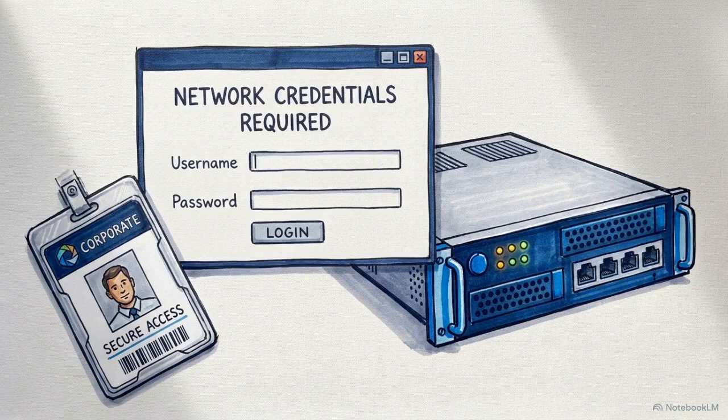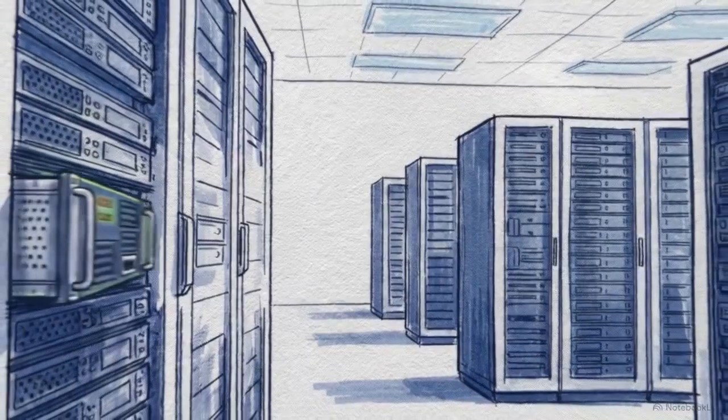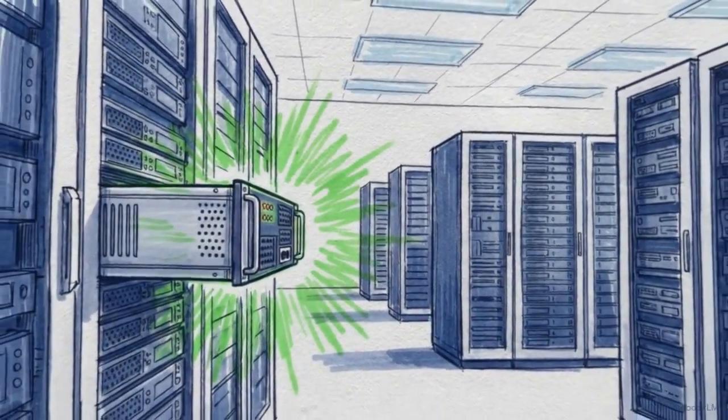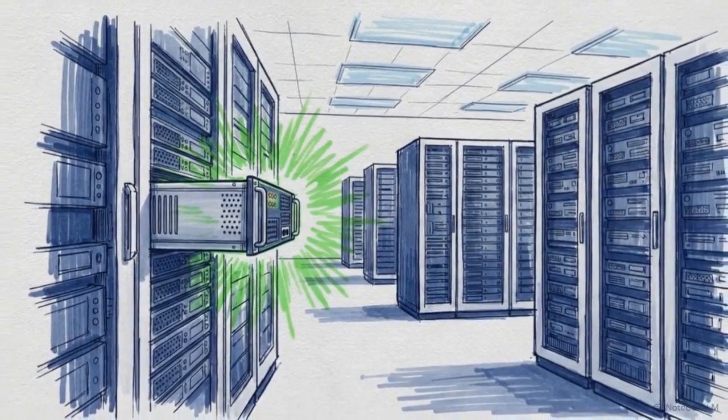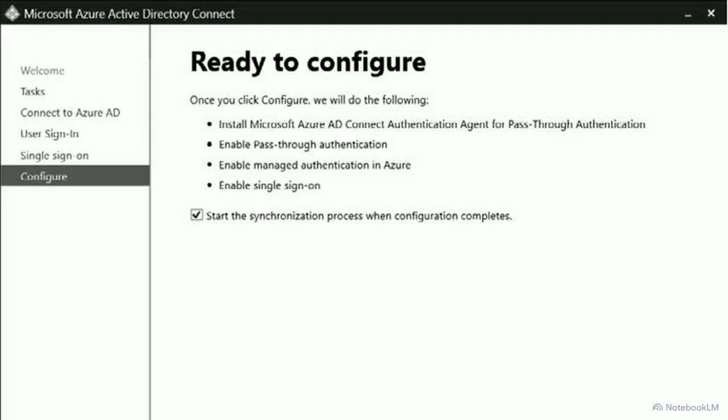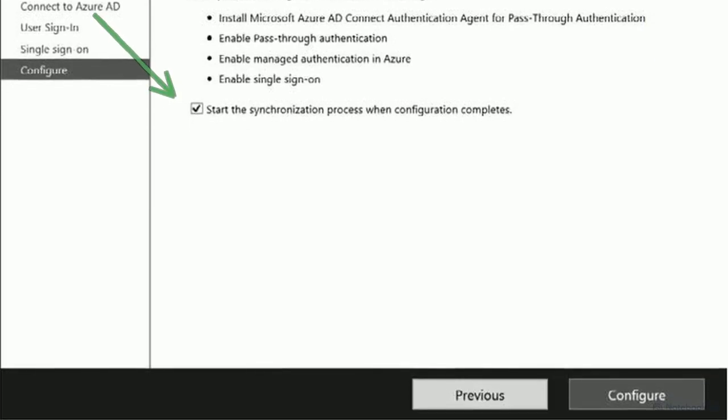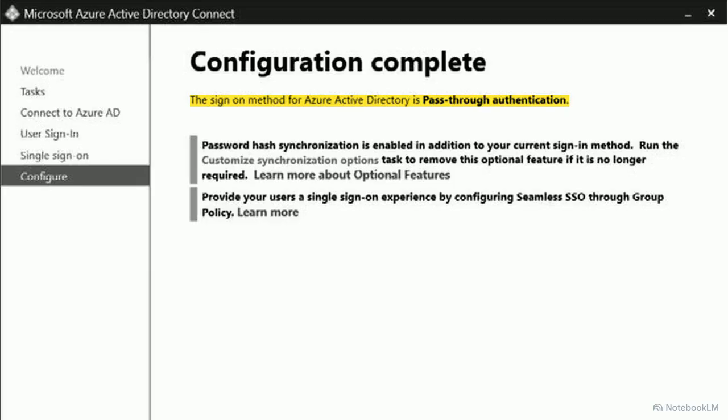Clicking Next will trigger a prompt asking for your on-premises domain admin credentials. The wizard requires these to establish the computer account in your local Active Directory that powers the SSO functionality. You will then arrive at the Ready to Configure summary. Verify the list to ensure pass-through authentication and single sign-on are explicitly queued up. Leave the Start the Synchronization Process checkbox checked and click Configure to apply the changes. Let the process run until you see the Configuration Complete message confirming pass-through authentication is active.